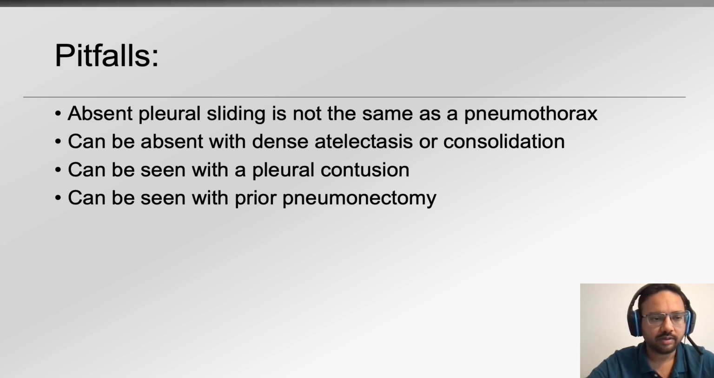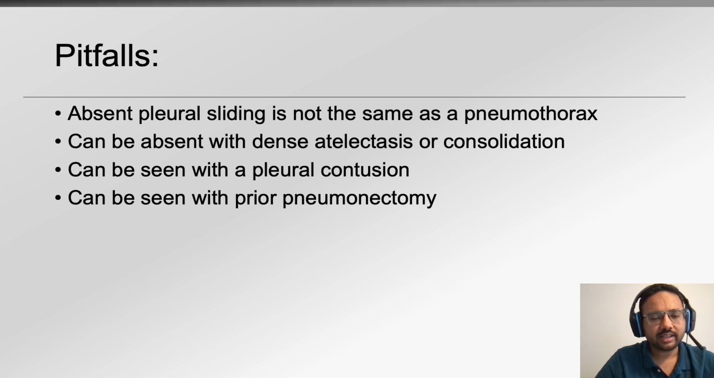And then lastly, one other thing that I didn't mention quite on the slide is if a patient were to get right main stemmed, then on the left side, pleural sliding may be absent. However, you may be able to see either Z lines or B lines, which suggests that there is no pneumothorax there.